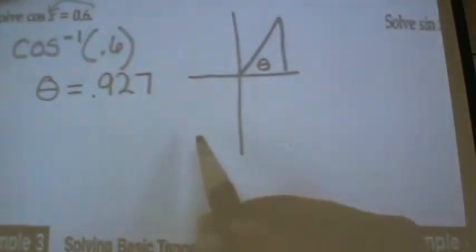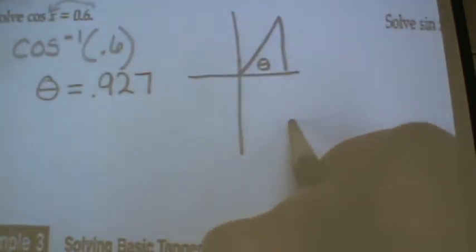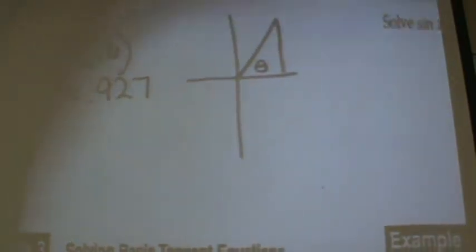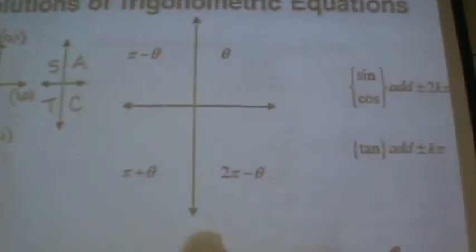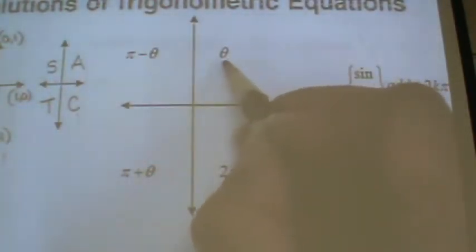Now, I want you to think of this as your reference angle, 0.927. That's in quadrant 1, 0.927. Where else is cosine positive? In quadrant 4. Now this is the part of the notes that I showed you right here on the first page. If your angle is in quadrant 1, it's the angle.